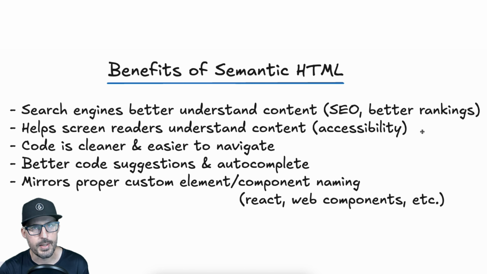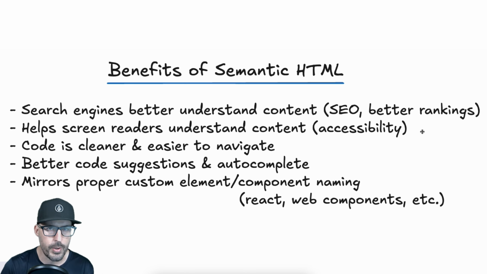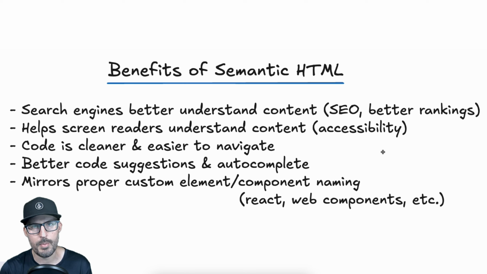In addition, your code is just cleaner and easier to maintain. So it's easier to identify and see visually if something is a heading, or if it is a footer, or if it is an article, if those tags actually represent the contents that's inside of it, versus having to sift through a bunch of divs and spans that don't really have any semantic meaning. This can also lead to better code suggestions and autocomplete depending on the editor that you're using. So different tags have different attributes that can be applied to them. And so using the correct elements, you'll be able to see through your editor what attributes can be applied to those specific tags. And finally, using semantic elements helps mirror proper custom element naming conventions.